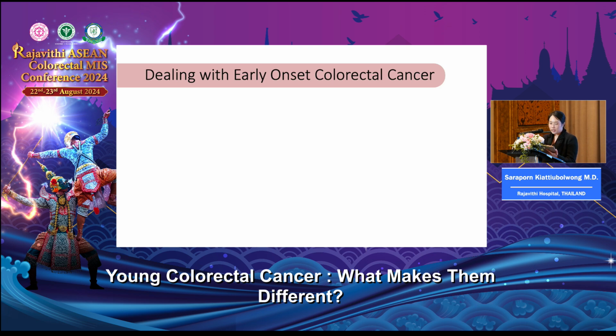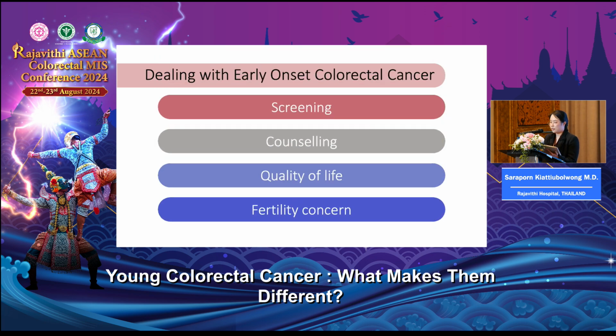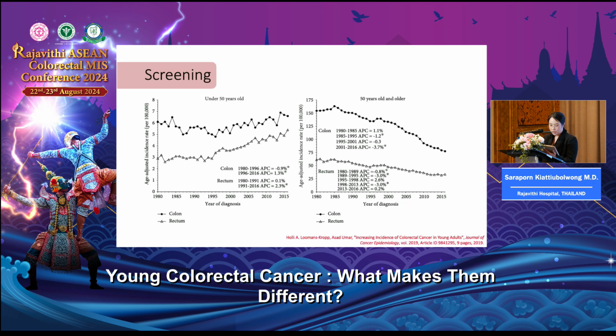So the clinical considerations from a colorectal surgeon's perspective may be important. I suggest four key areas to focus on: screening, counseling, quality of life, and fertility concerns. First, we have to discuss the incidence with the screening. When you look at the graph separately, you will see a decline in the incidence in the average-onset patients, but you see increased incidence in the younger group.